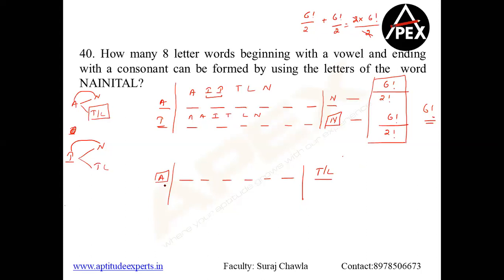So if I'm starting with A and I'm going with T and L here, what do I have? I have one more A, two I's, two N's. I repeat, if there is a T, there will be an L. If there is an L, there will be a T. So any one of them will be there. So here, if you observe, this will be two cases further. Six things will be arranged in six factorial ways, with two I's and two N's, that will be 2 factorial into 2 factorial. And for T and L, you'll have two further cases, into 2.